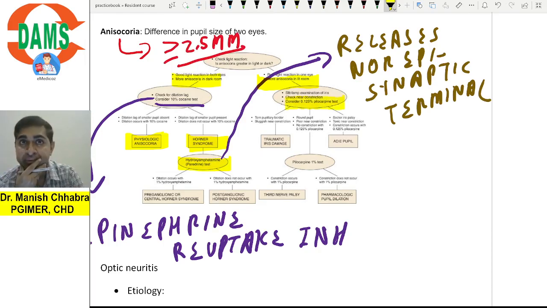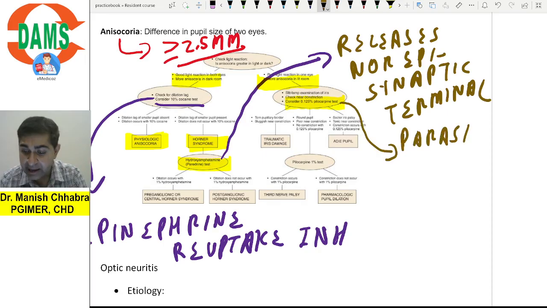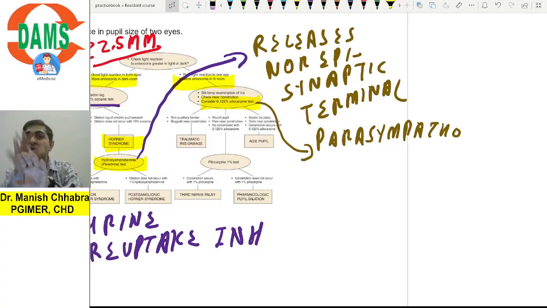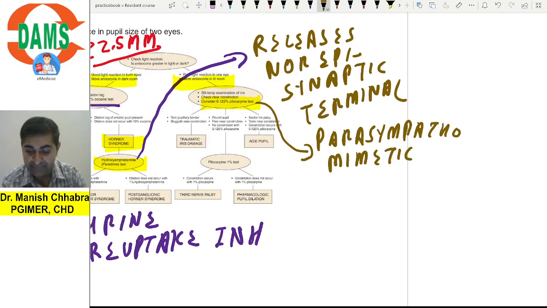Yes, so now what you are going to do, you are going to use pilocarpine 0.125% eye drops. What is the function of pilocarpine? It is parasympathomimetic. It binds to the postsynaptic receptors and causes the action. Now on putting the pilocarpine eye drop, if there is a sluggish pupillary reaction and you can also see a torn pupillary border, you will think of traumatic iris damage.